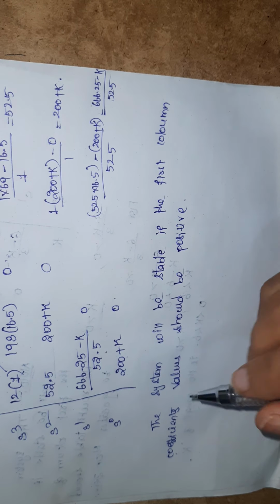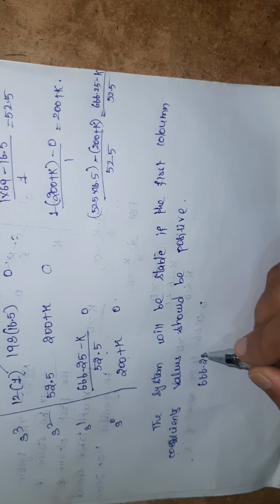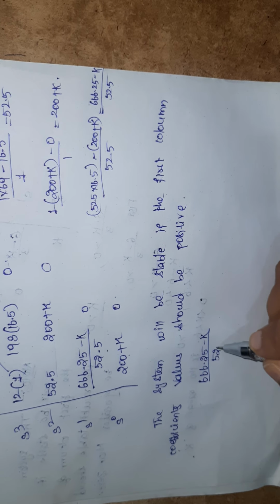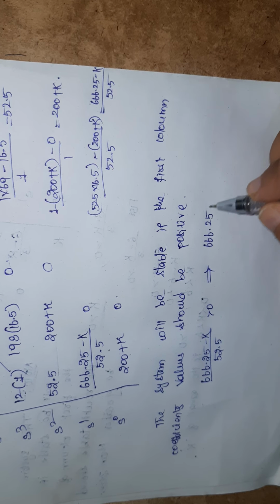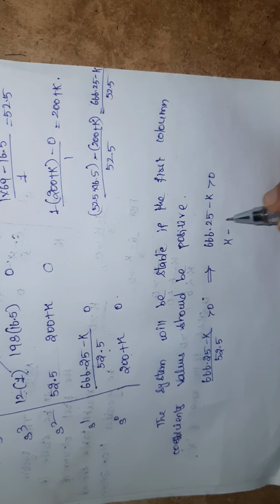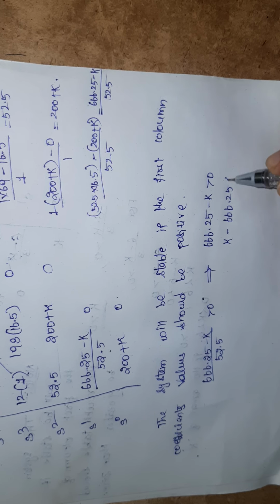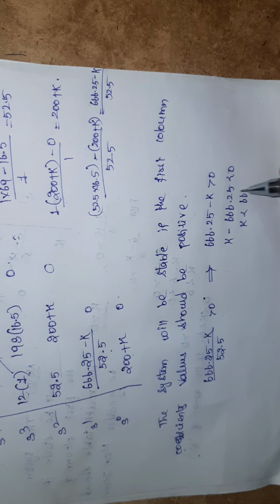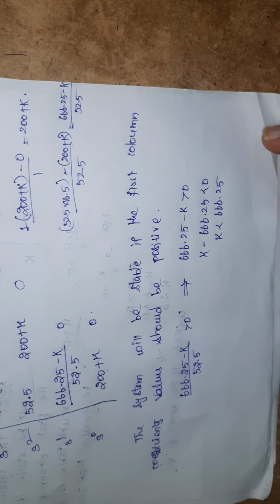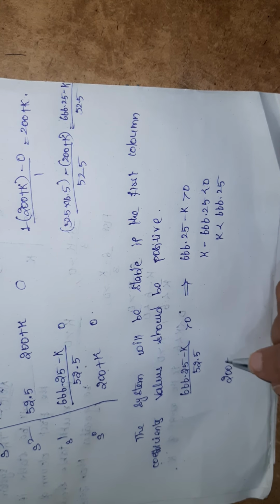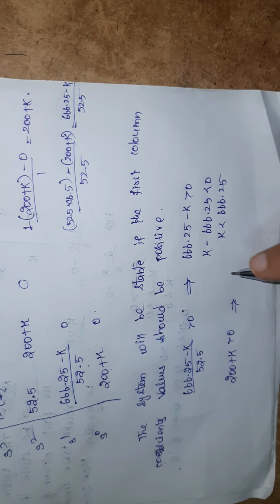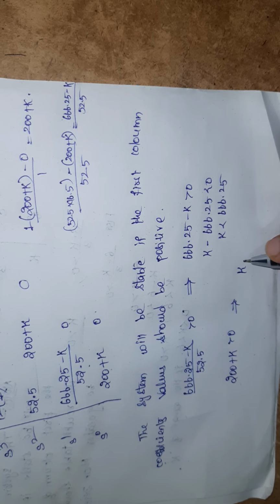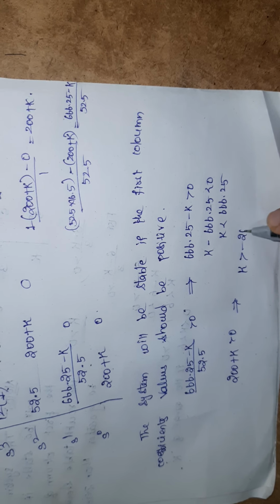So from that, 666.25 minus k divided by 52.5 should be greater than 0, such that 666.25 minus k greater than 0, k minus 666.25 less than 0, so k value is less than 666.25. And next, one more conclusion: 200 plus k should also be greater than 0, such that k value is greater than minus 200.